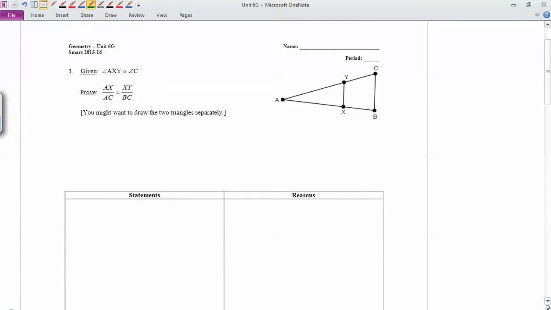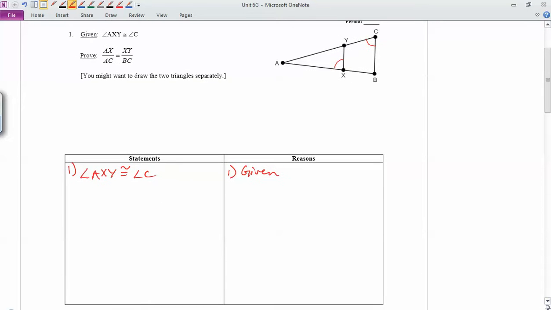So the given info is that angle AXY, so this angle right here, is congruent to angle C over here. Notice that's not the usual setup that we have, where this angle and this angle go together, which then forces these lines to be parallel. In this one, we just know that this angle and this angle are the same, not that one. So I don't know if these lines are parallel or not. So let's go ahead and put the given down. Angle AXY is congruent to angle C as given.